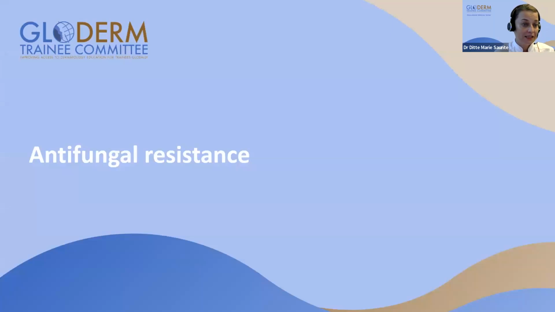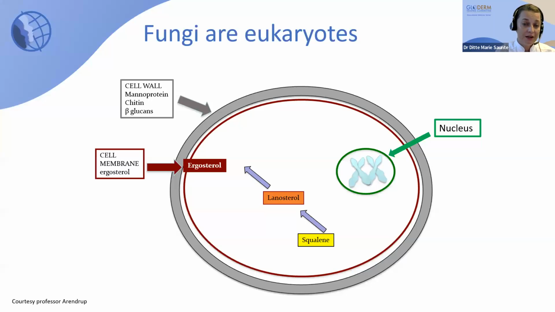Okay, what is antifungal resistance? This is a very simple drawing of fungi. Fungi are eukaryotes. They have a nucleus where they have chromosomes. They have a cell membrane, which in fungi consists of ergosterol, whereas in humans it consists of cholesterol. So there's a difference there between the fungal cell and the human cell.